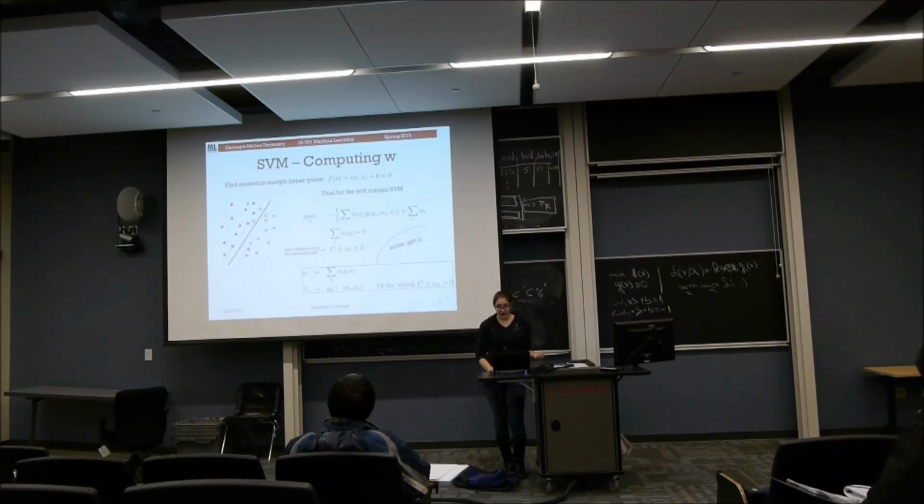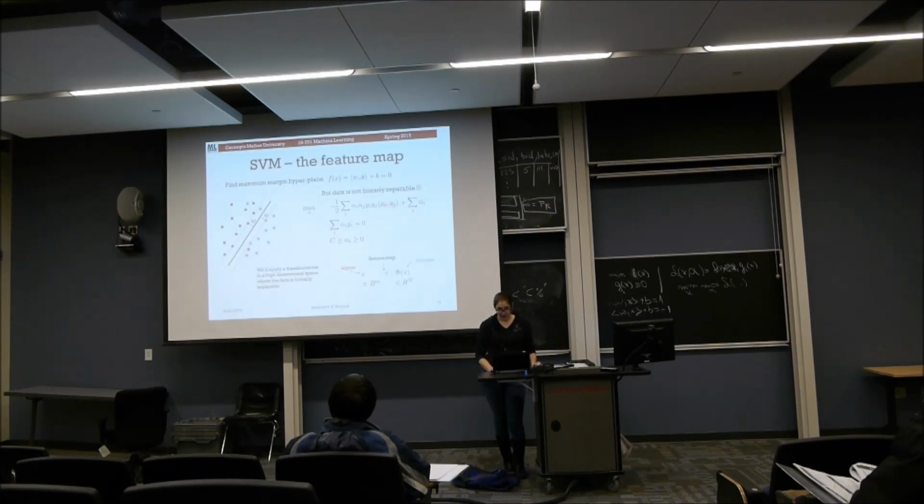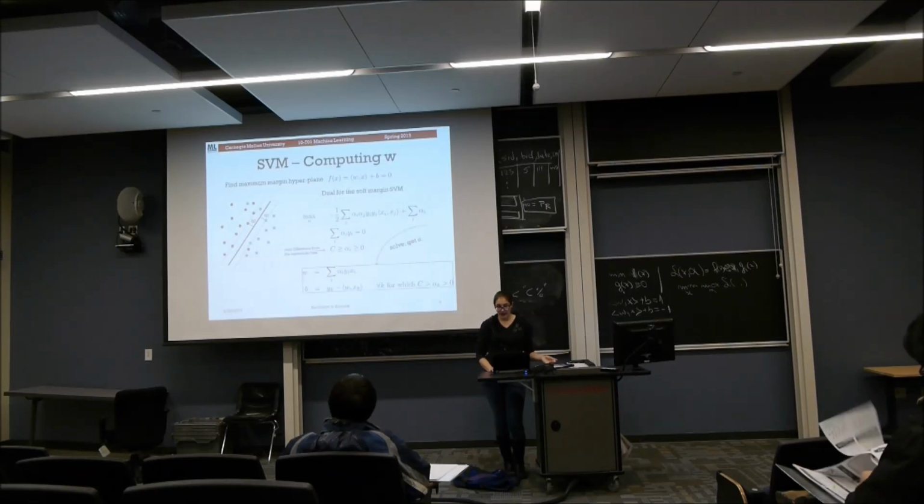So the SVM for the soft margin is pretty much the same as the one for the hard margin, except we are going to cap the value of alpha i at a constant C. So we won't allow the dual variables to go past a certain threshold. So this kind of concludes SVM.